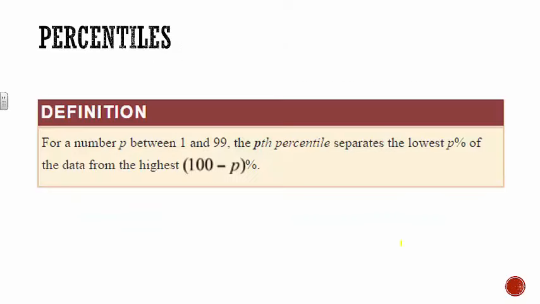All right, another way to identify position is what we call a percentile. I'm sure all of you have heard of percentiles before. It tells you your position or how well you did compared to everyone else. Basically, if you're in the Pth percentile, you did better than P% of the individuals in the study.